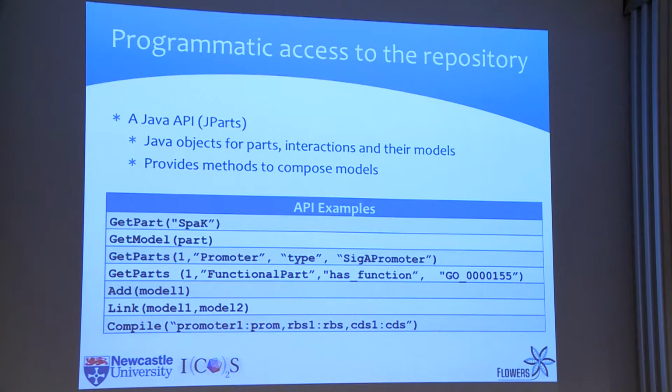We then developed programmatic access to the repository in the form of a Java API. It returns Java objects for parts, interactions, and their models, and it also provides methods to compose these models. The final model method is really useful if you want to provide a full specification by giving the identifiers of virtual parts and their types. Then it returns a complete model ready for simulations. You can then simulate, for example, using COPASI or your choice of simulator.